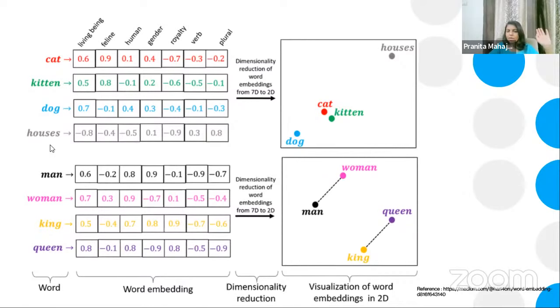Cat, kitten, dog, houses. Now I'm representing these words even in 2 dimensions. Let's say I'm taking the simplest measure, the Euclidean distance. The Euclidean distance will also tell me that cat and kitten are more similar as compared to cat and houses. Cat and dog are more similar as compared to cat and houses. So you can very well see that it has understood the context, right? It has understood that kitten and cat are more similar because cat was also represented with respect to these characteristics.